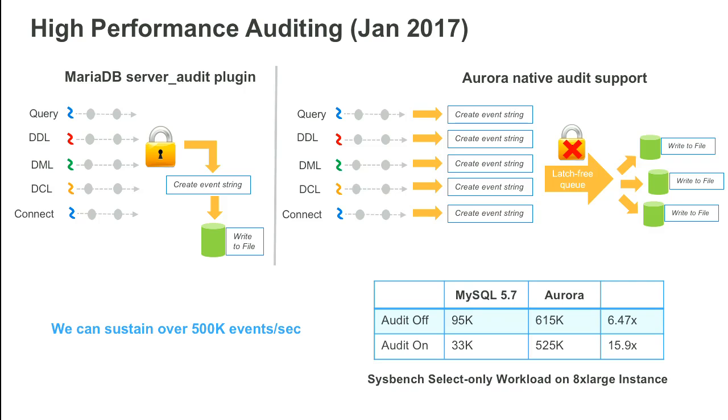We added high performance auditing. We started with the MariaDB server audit plugin, but if you use the server audit plugin by itself, it'll impact performance a lot. When you're running 600,000 reads a second, and once you turn on audit, you can only sustain about 50,000 reads a second, that's pretty embarrassing.